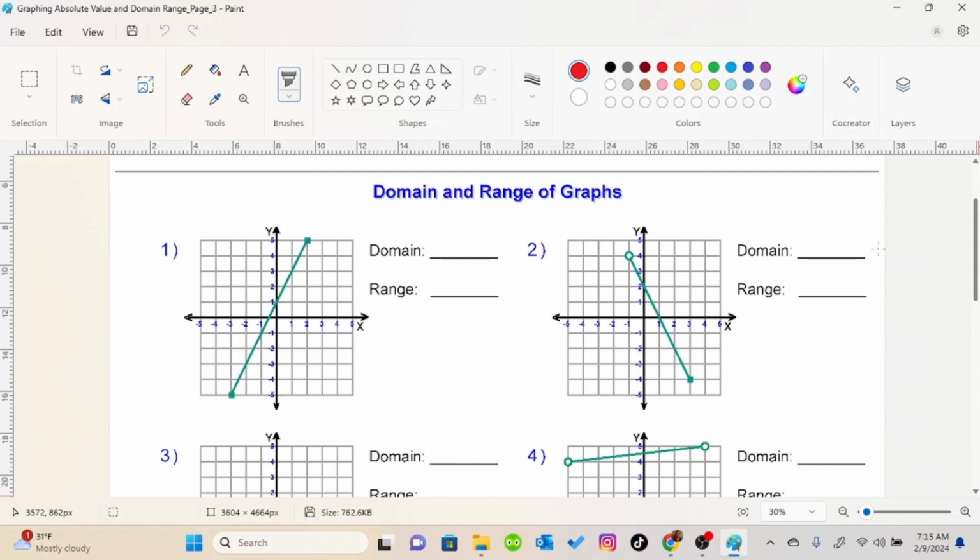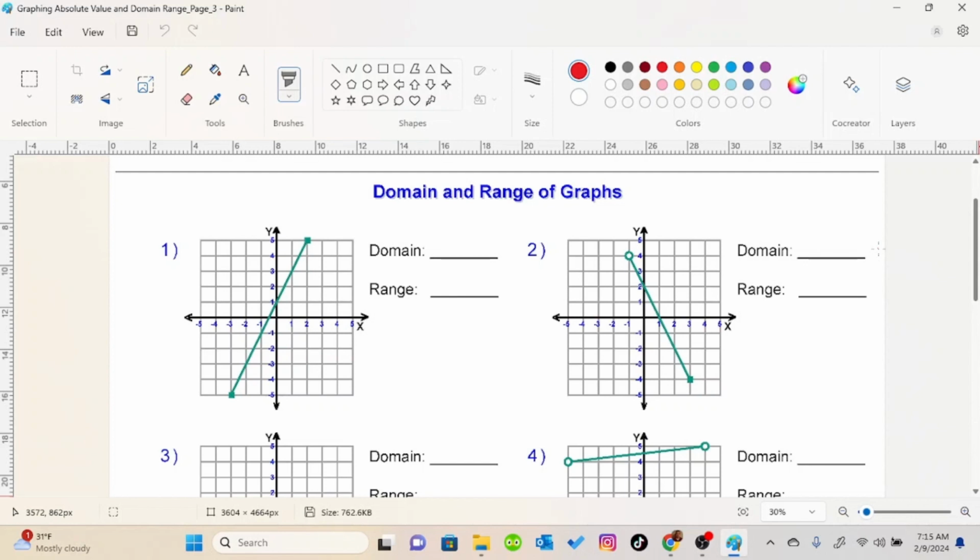On page 3, we are going to determine the domain and range of graphs. Remember, if we have a solid point, the number is included. If we have an empty point, it is not included. The domain refers to x, and the range refers to y.